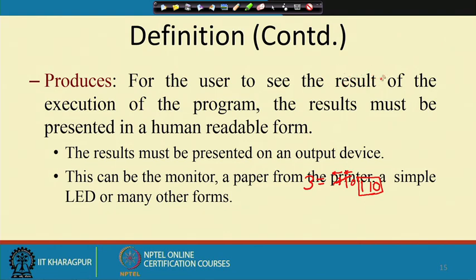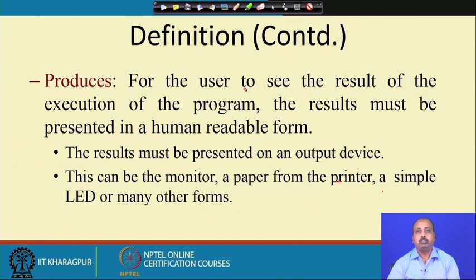If we are going into the definition further, say the produces part: the data that is produced by the microprocessor. For the user to see the result of the execution of a program, the result must be presented in a human readable form, so we should be able to understand the value. If the value is stored in the memory, then a general user will not be able to see that. As a result, there should be some output device onto which the result should be given.